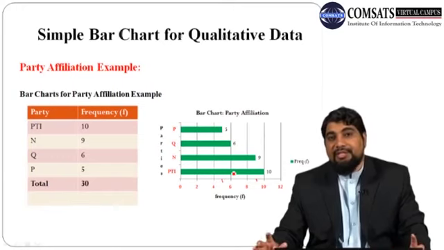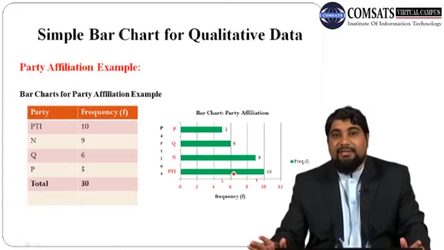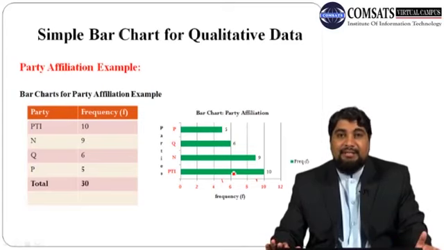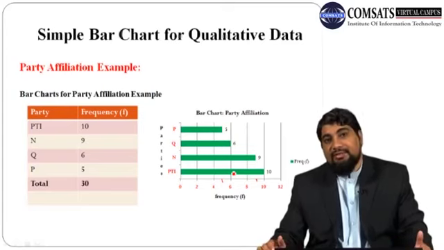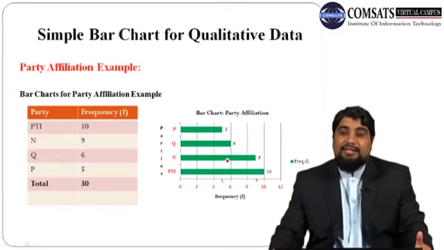So the only difference between the two types is that now the bars are drawn in a horizontal direction instead of a vertical direction. So now parties are along the y-axis, whereas the frequencies are taken along the x-axis. So this is how we can construct a simple bar chart.